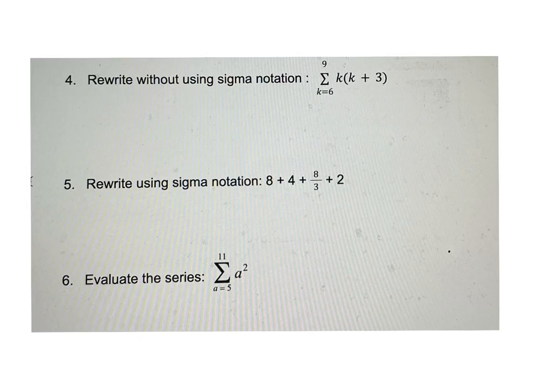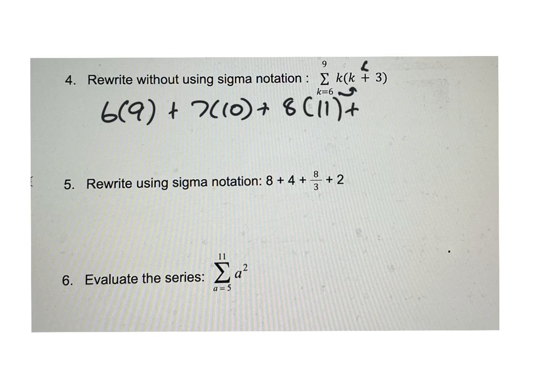Number 4, rewrite without using sigma. Start out with the bottom number. Let's just plug it in. Getting 6 times 9. Go up to the next number, plug it in, 7 times 10. I'm getting the second number by plugging the 7 in for k right there. Go to the next number, 8 times 11. The next one's 9 times 12.